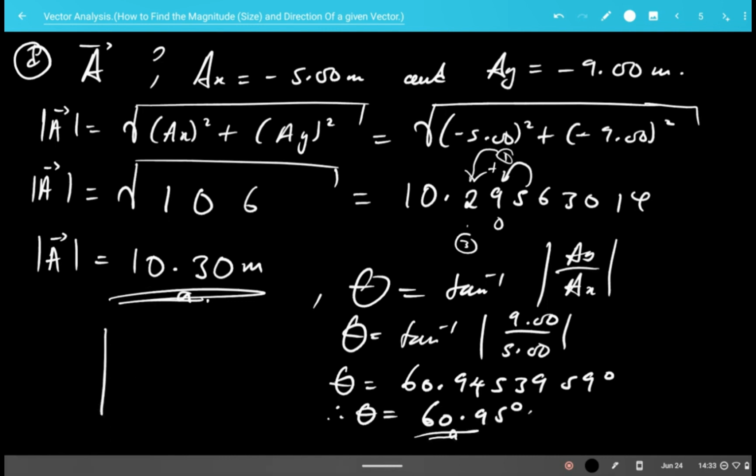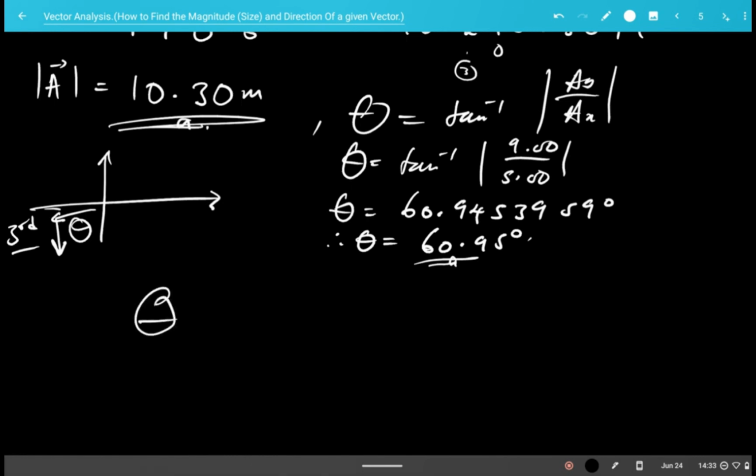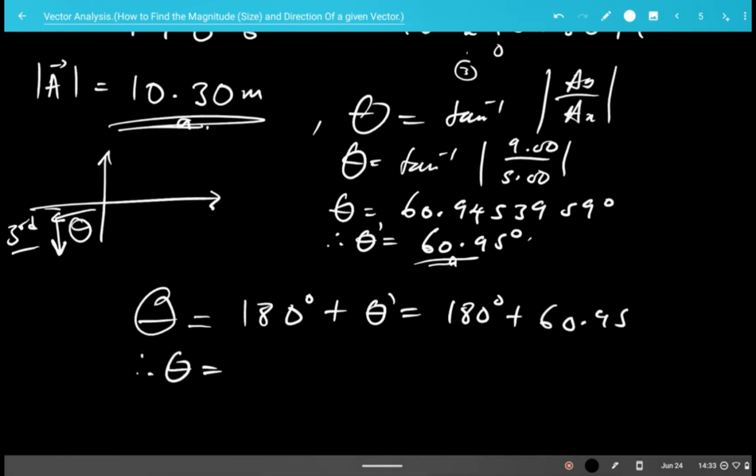Now you always have to check your quadrant in which your values fall under. So you check the signs of the components. I have my Ax component in the negative, my Ay in the negative. So I'm moving in my negative x, then going in my negative y. So I'm in the third quadrant. So in the third quadrant, all you have to do is to remember that if I call this theta prime, then theta will be equal to 180 degrees plus theta prime, which would be 180 degrees plus 60.95. Then theta will be equal to, if I compute this, I get something like 240.95 degrees.